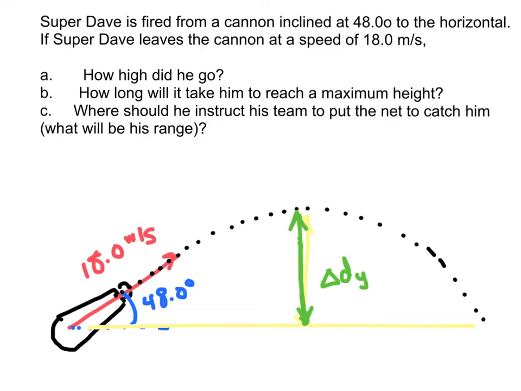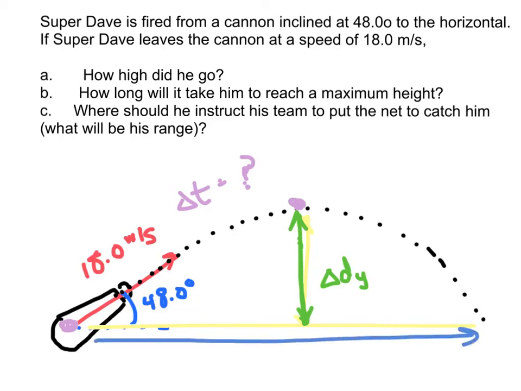We're also interested in how long it takes, at least to get to the maximum height, to get from here to here. And finally, we're interested in his range. How far will he travel? Essentially, it's saying where should he instruct his team to put the net. So we're looking at this value over here, delta dx.